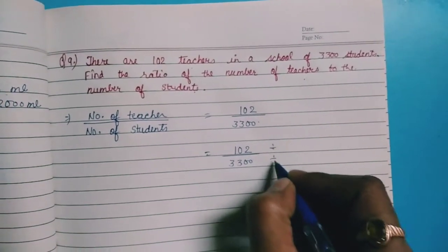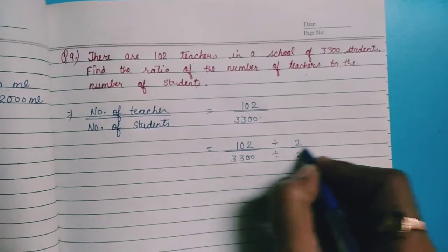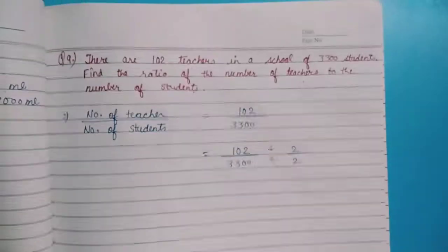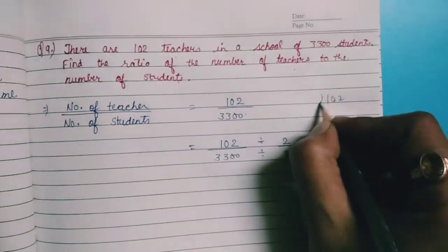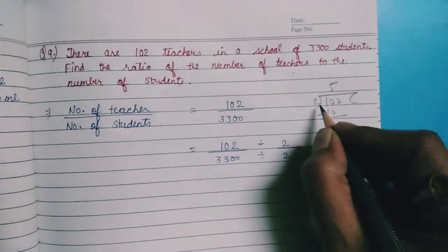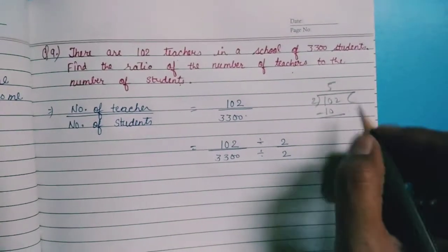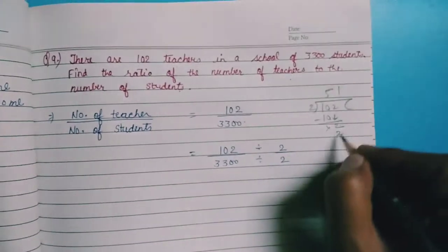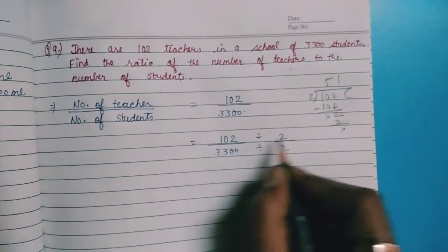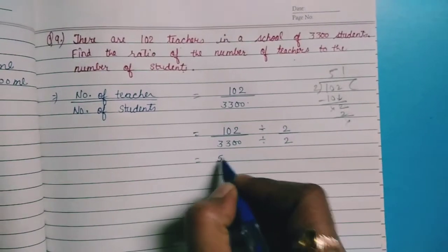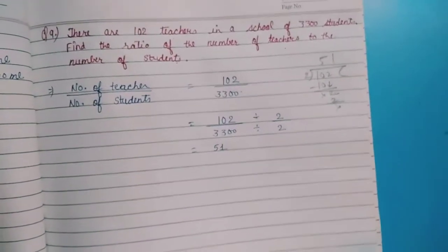So firstly, this 102 and 3,300 can be divided by 2. Okay, so when they will divide by 2, simply you can see 102 will divide by 2. 5 twos are 10, 2 here, 2 1s are 2. So when 102 will divide by 2, what we have? We have 51.